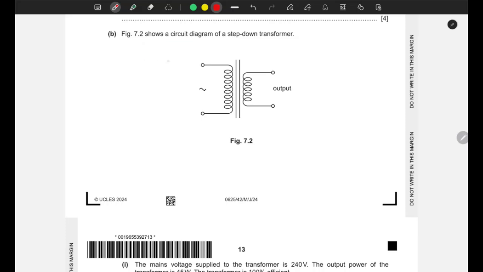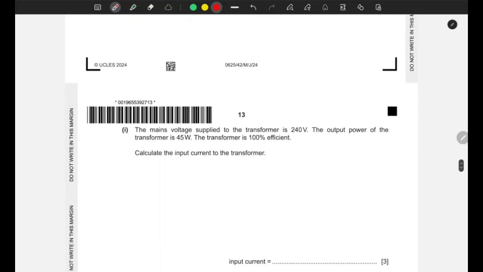Figure 7.2 shows a circuit diagram of a step-down transformer. So a step-down transformer, for those who don't know, is a transformer that reduces the voltage. The mains voltage supplied to the transformer is 240 volts. The output power of the transformer is 45 watts. The transformer is 100% efficient. Calculate the input current to the transformer.